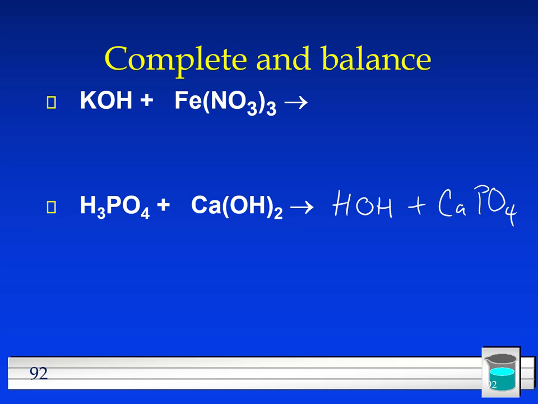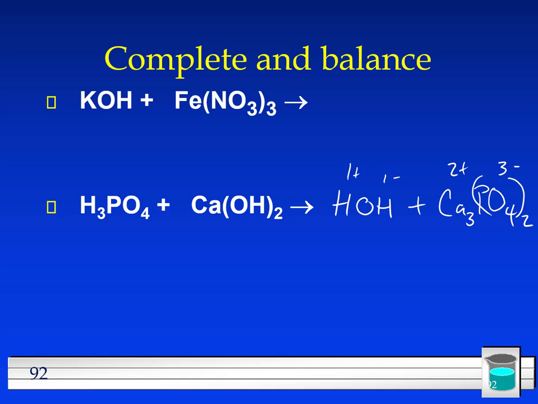Charges. H is 1 plus, OH is 1 minus. That should be pretty recognizable. It made water. And Ca is 2 plus, PO4 is 3 minus. That doesn't add up to 0, so I got to put a 3 next to Ca and a 2 next to PO4.